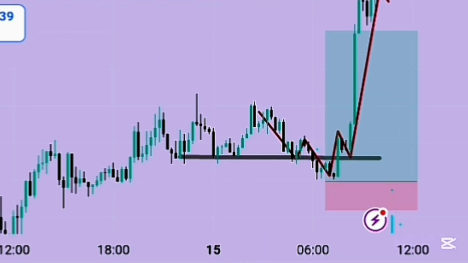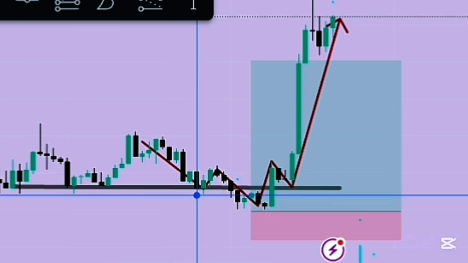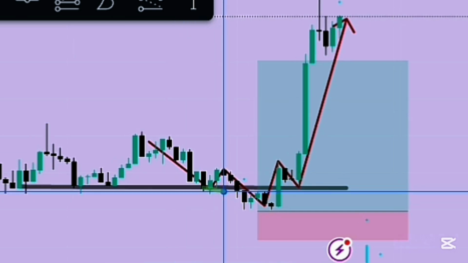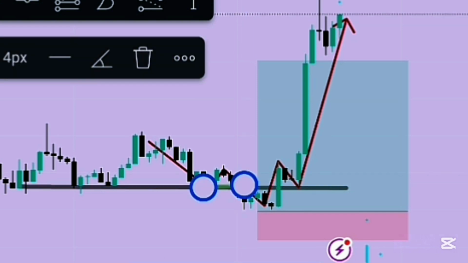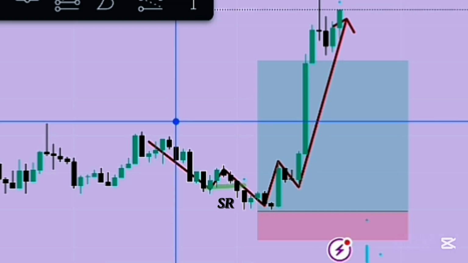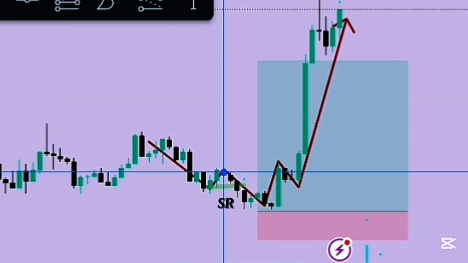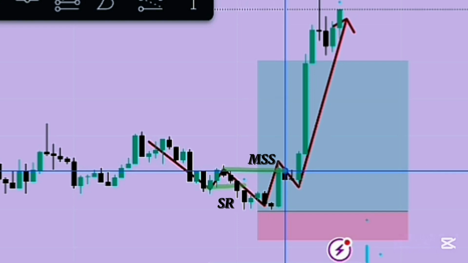Well, by the way, this is a trade I took on BTC USD. So guys, based on our illustration earlier, this is what we're looking for. First of all, we're looking for a stop raid, which happened here. This green line, I don't know if you can see it. Yeah, okay, let me take this line out so you can see that clearly. A stop raid, then followed by a market structure shift, which happened here. Okay, can you see that?